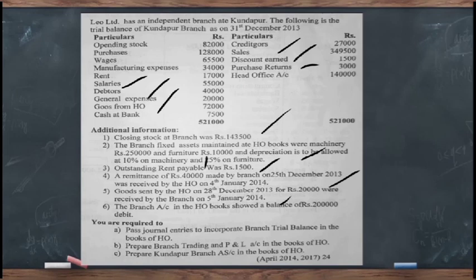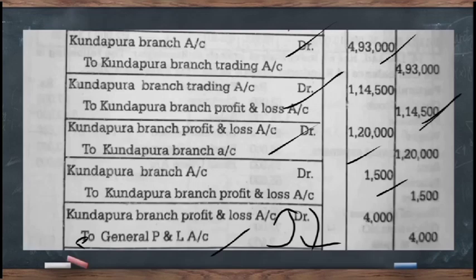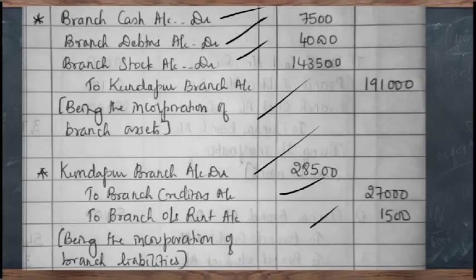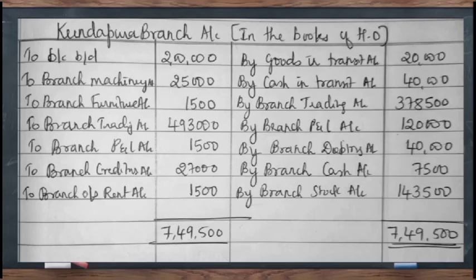As I said in the previous question also, the branch account has to start with the opening balance, that is what is the branch account balance as per the books of head office. Here they have given in the second adjustment. The branch account in the head office book showed a debit balance of rupees 2 lakh. So this will be the opening balance for the branch account. So let us prepare the branch account now. So this is the branch account. First we will be writing the opening balance, that is 2 lakh.